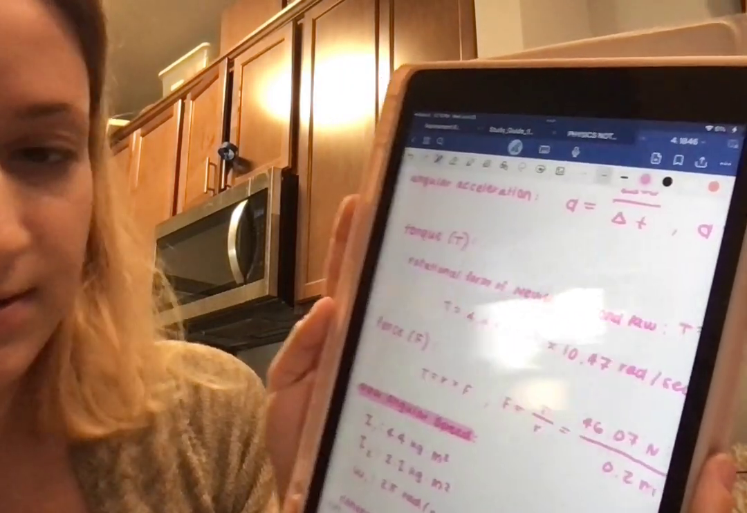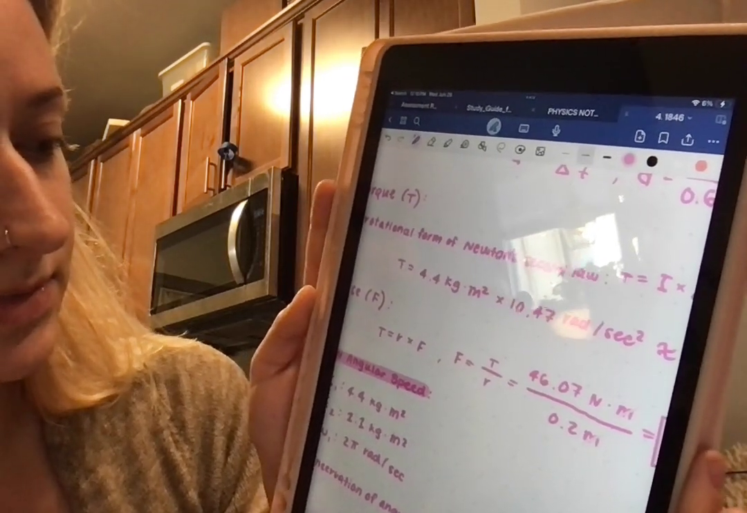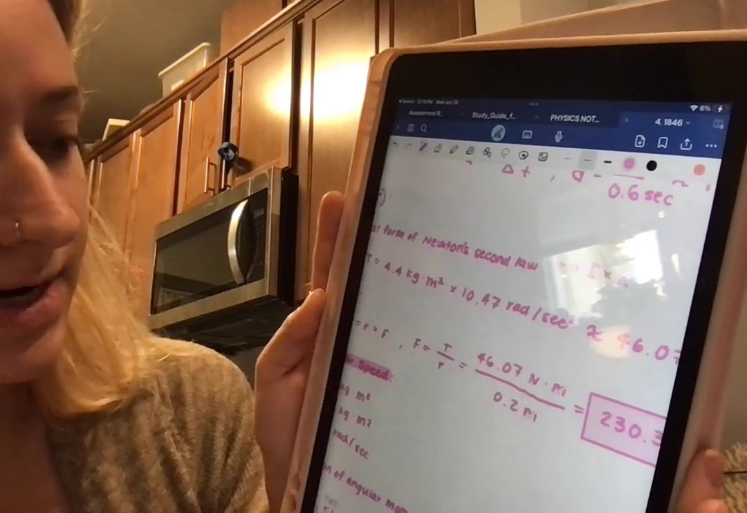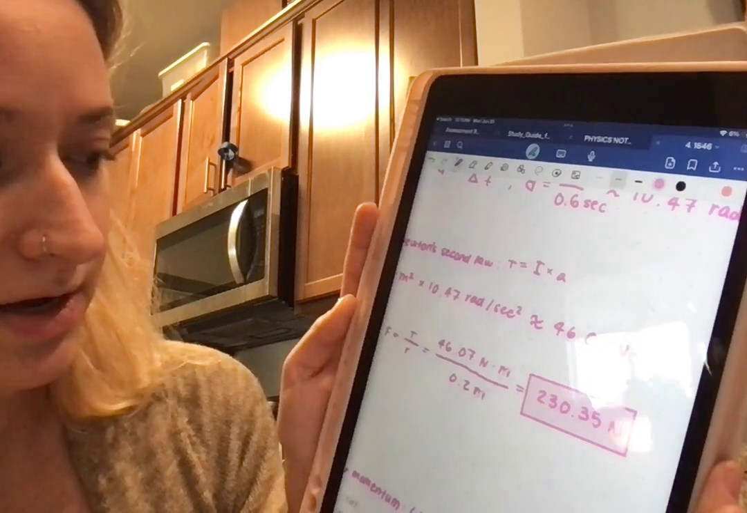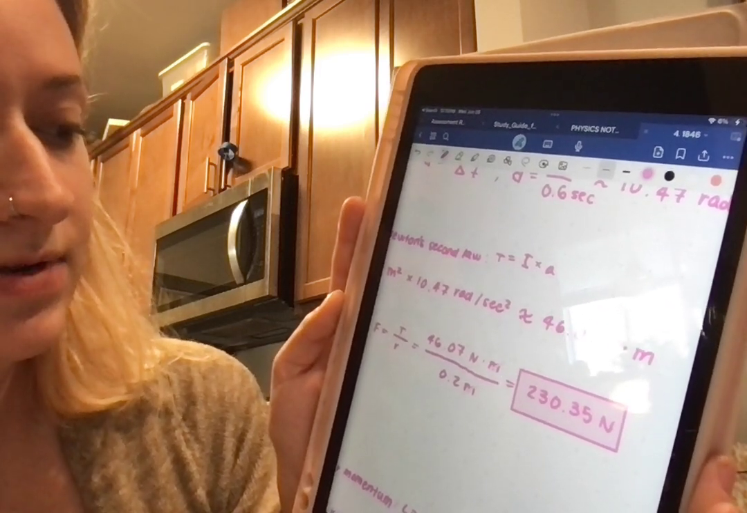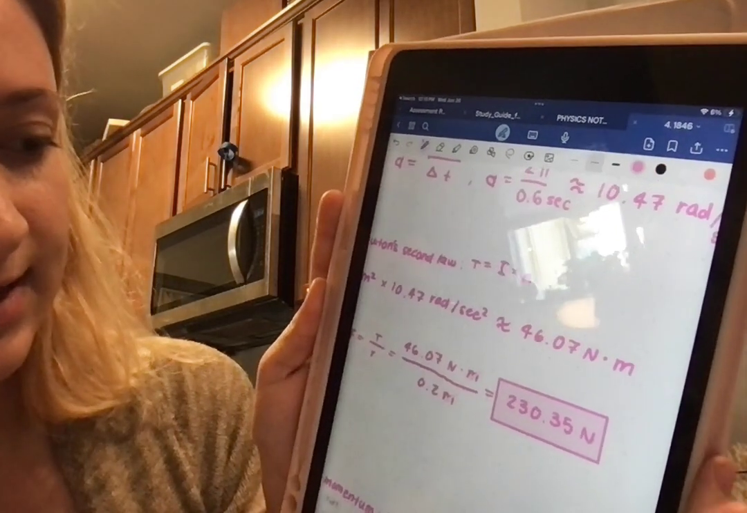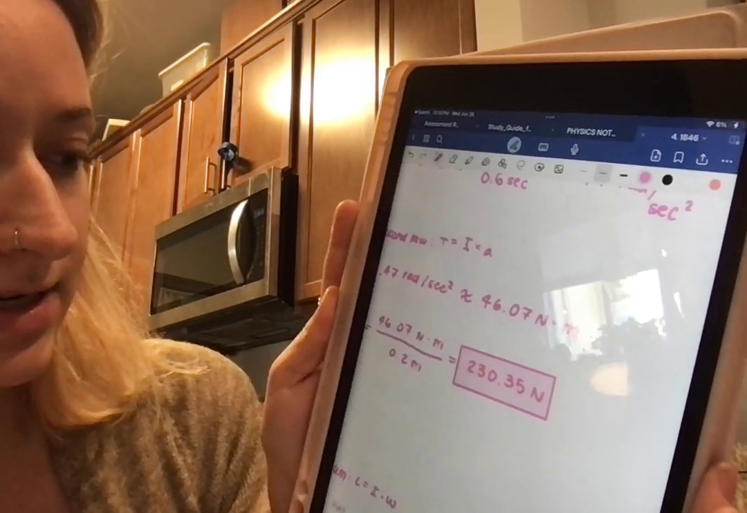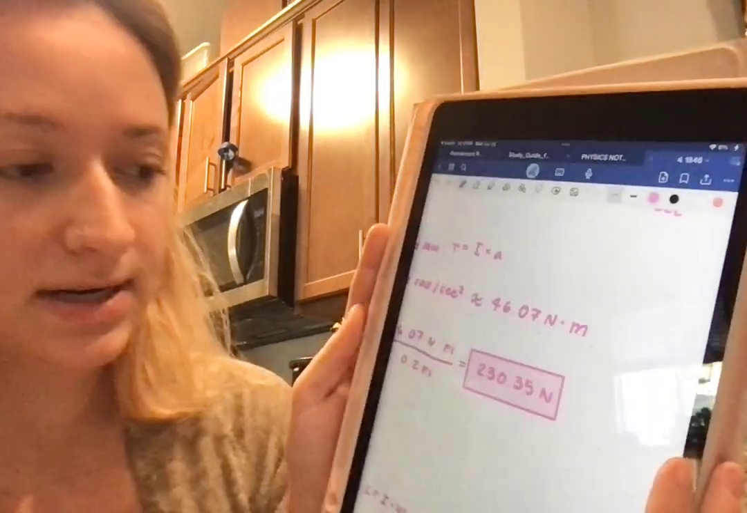And then I found the force, using the formula T equals R times F, but then you rearrange it to be T over R. And so it's 46.07 newtons times meters over 0.2 meters. And these units cancel out, and it gives us just 230.25 newtons. So this is what the force is, the smallest force which the dancer could push on the ground.